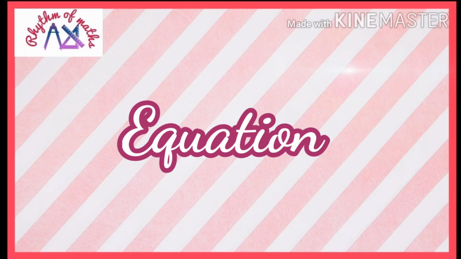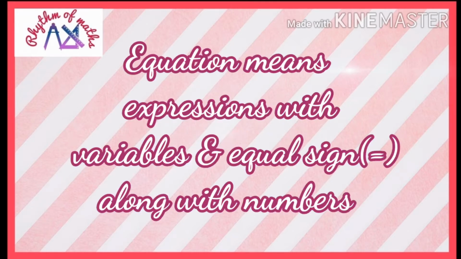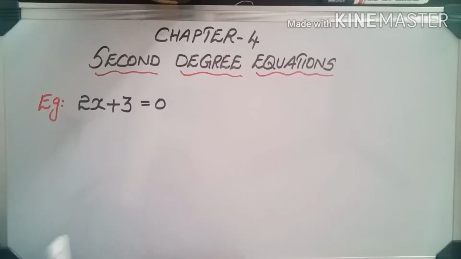Equation means here we are dealing only with one variable equation. So equation means expression with variables and equal sign along with some numbers. I will show you. Consider an example, 2x plus 3 equal to 0. As I told you, equation means expressions with variables along with equal sign.